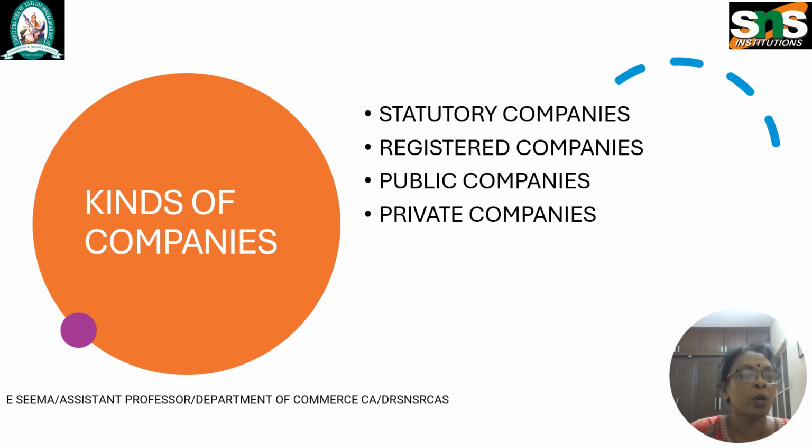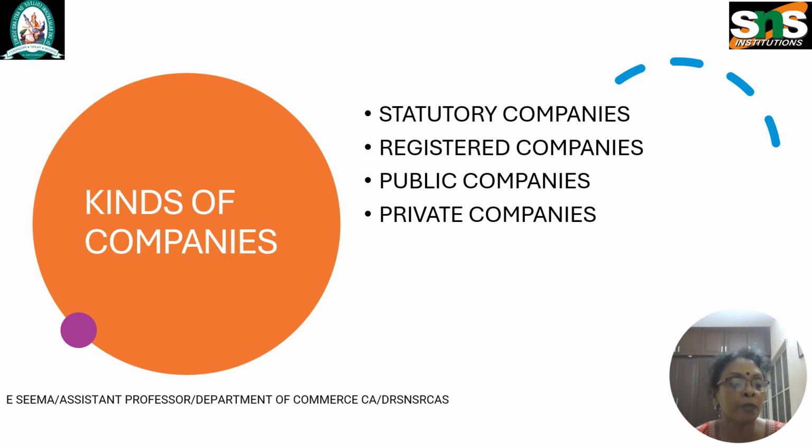Public company means, according to section 2 subsection 71 of the Indian Companies Act 2013, a public company means a company which is not a private company and which has a minimum paid up share capital of 5 lakh rupees or such higher paid up capital as may be prescribed. And a company which is a subsidiary of a public company shall be deemed to be a public company even where such company continues to be a private company.